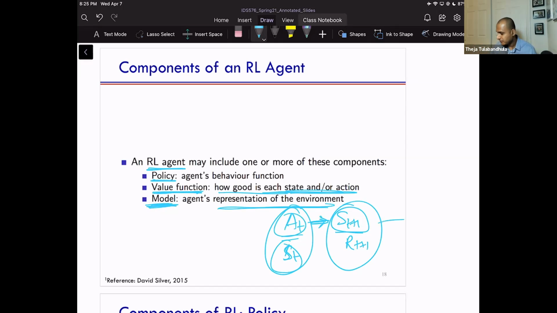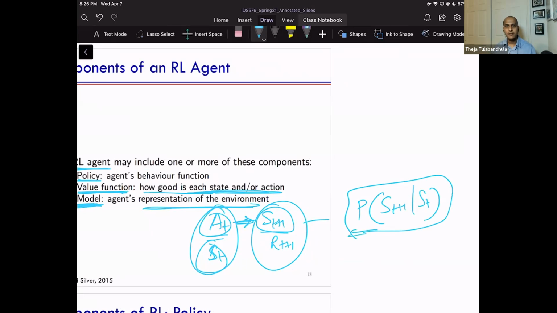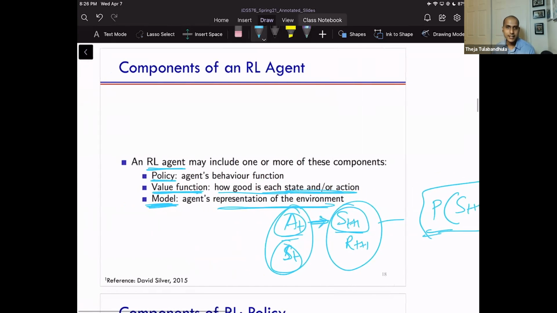In fact, we already saw such a function, for example p of st plus 1 given st, the Markov assumption. So this is a distribution. A model is nothing but a conditional probability distribution, which says that when, given state st, you took an action at, you get to state st plus 1. That's all. We'll see more about all these three objects in the next session.